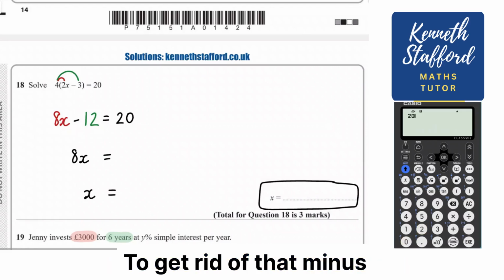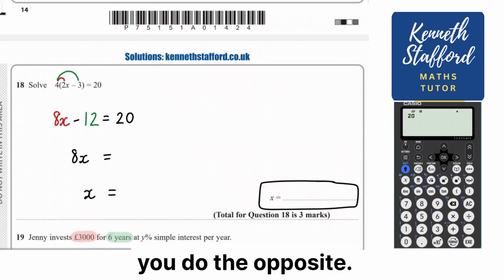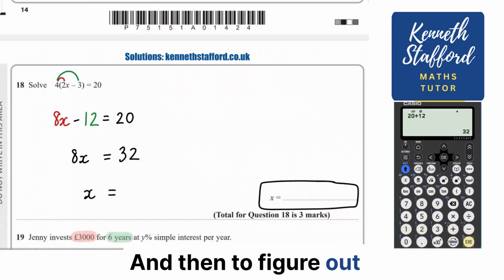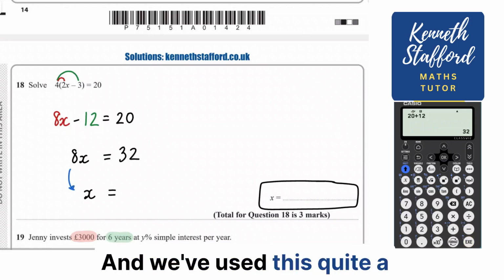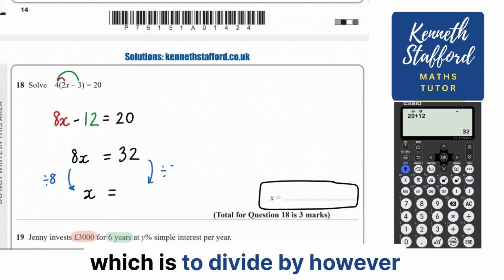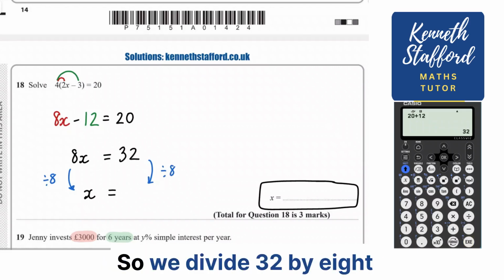To get rid of that minus 12 from the left, you do the opposite. So you add 12. 20 add 12 is 32. And then to figure out what 1x is, again, and we've used this quite a few times in this video, you use the unitary method, which is to divide by however many you've got. So we divide 32 by 8 to get 4.